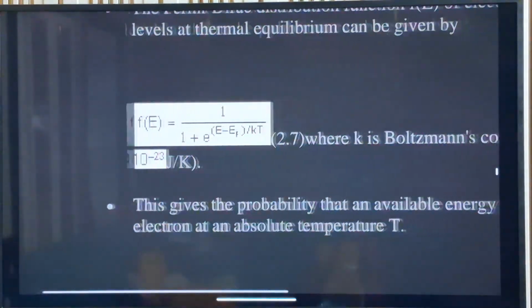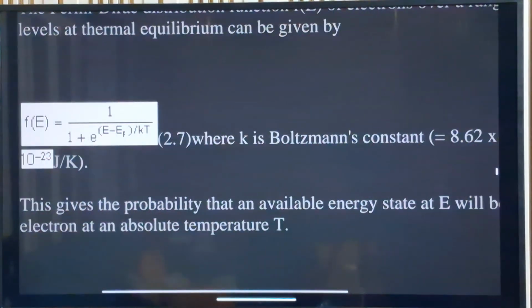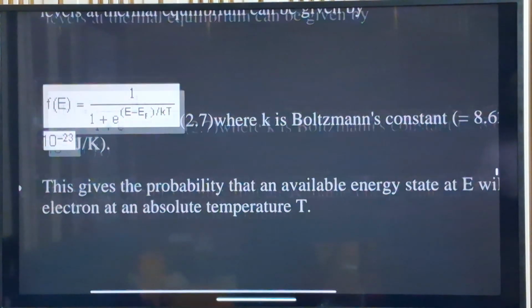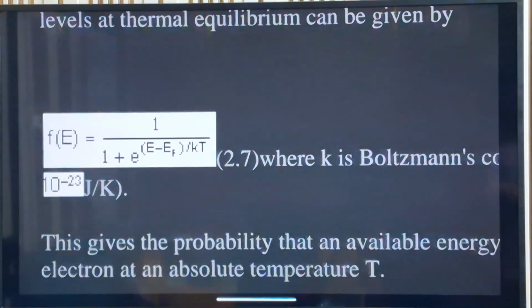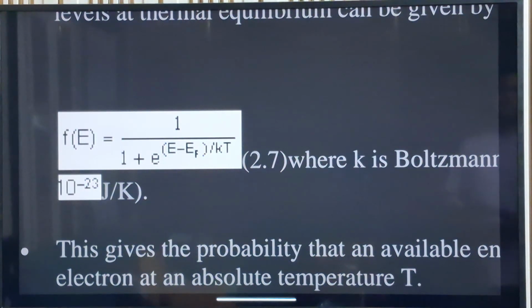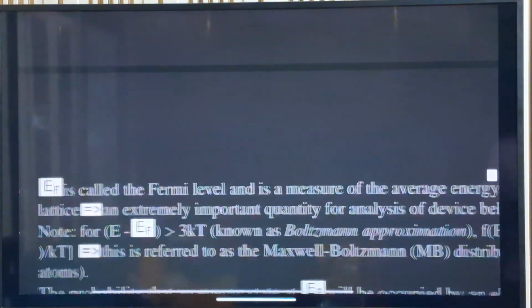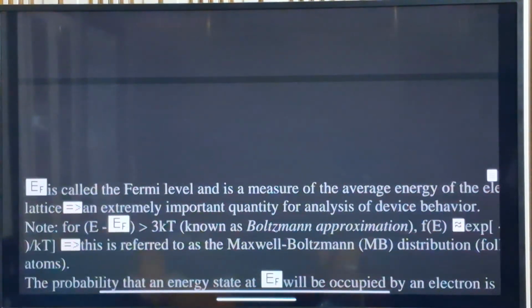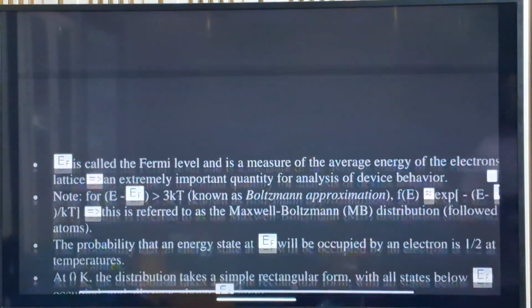So using this, we get the probability that an available energy state at E will be occupied by an electron at absolute temperature T. Our two variables in this formula are E, which is the energy state which we are checking for, and T, which is the absolute temperature at which we are checking the energy state. So Ef, like I said, is the Fermi level, and it is the measure of the average energy of electrons in the lattice. So it is an extremely important quantity.